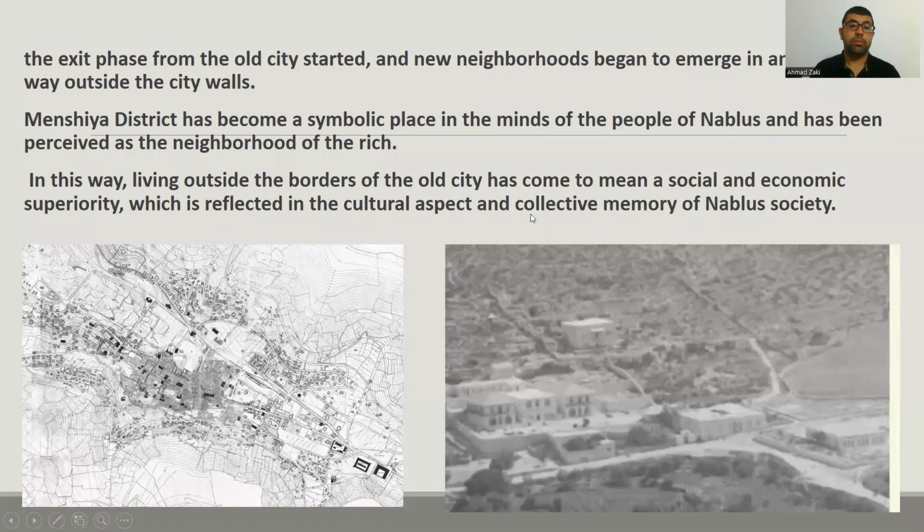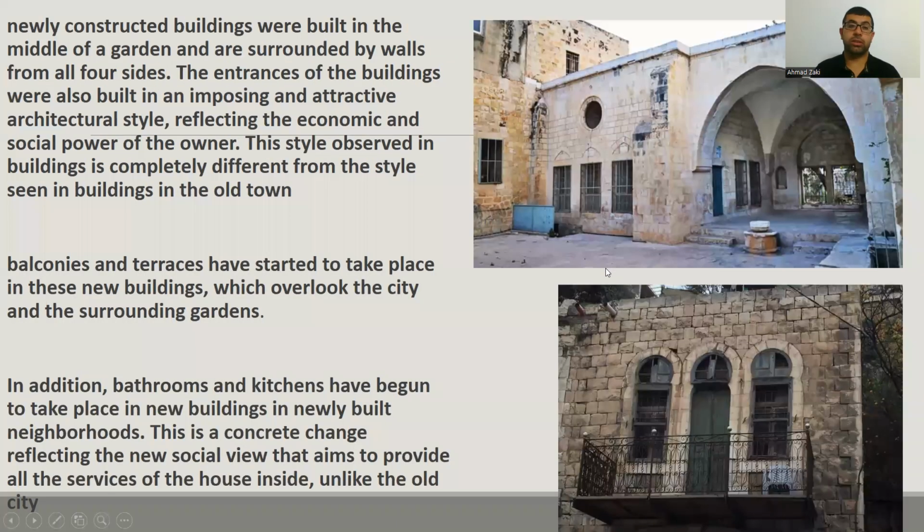The exit phase from the old city started and new neighborhoods began to emerge in an unusual way outside the city walls. Mashia district has become a symbolic place in the minds of the people of Nablus and has been perceived as the neighborhood of the rich. In this way, living outside the borders of the old city has come to mean a social and economic superiority, which is reflected in the cultural aspect and collective memory of Nablus society.